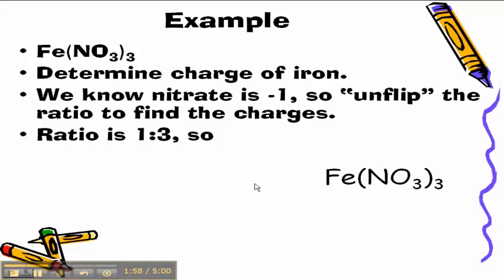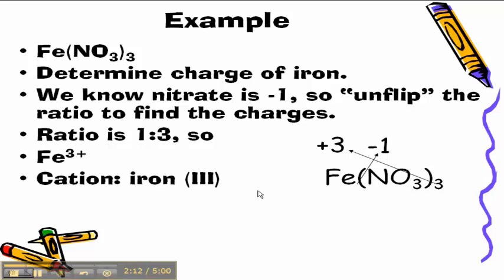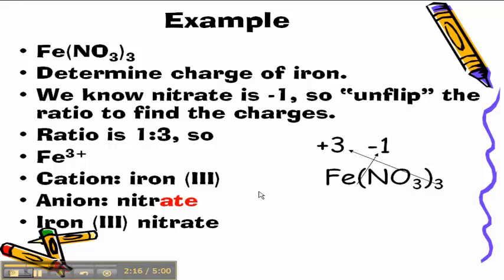So Fe(NO3)3 here, we know that nitrate's -1. So that's where we got our subscript for the iron. Then our 3 on the outside of the parentheses tells us we have a +3 charge on iron. So Fe3+ is iron(III), and our anion is nitrate. So iron(III) nitrate.